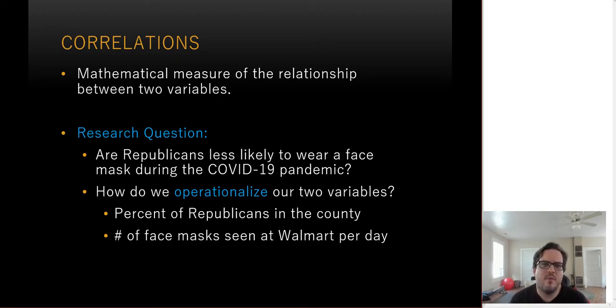Well, remember, when we come up with a hypothesis or a research question, we need to operationalize our variables. Here, we can operationalize the two variables in this question by looking at, first off, the number of Republicans, so whether someone is Republican, and then we need to determine whether people are wearing face masks. So one way that we could measure this is, say, by measuring the percent of Republicans in the county or within South Carolina counties.